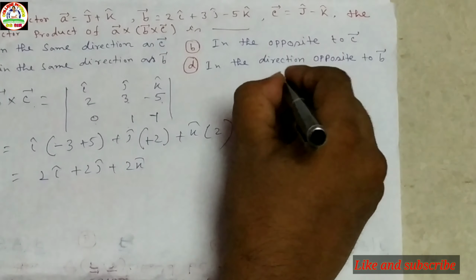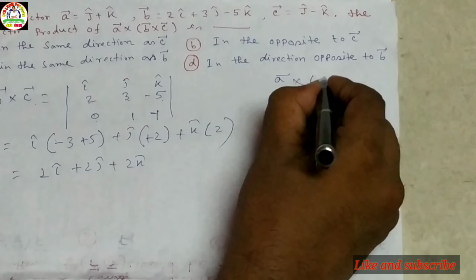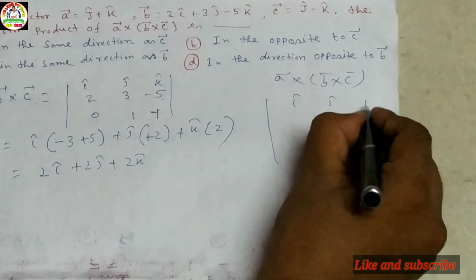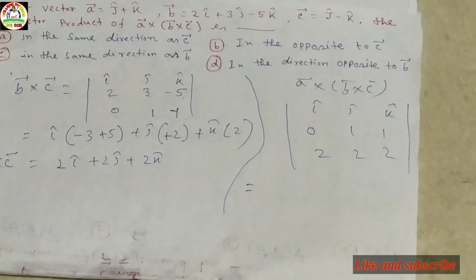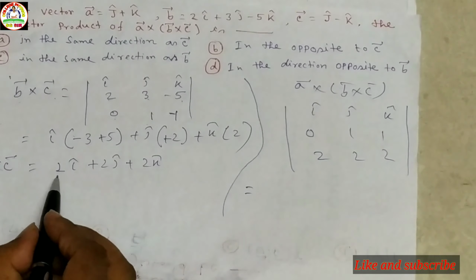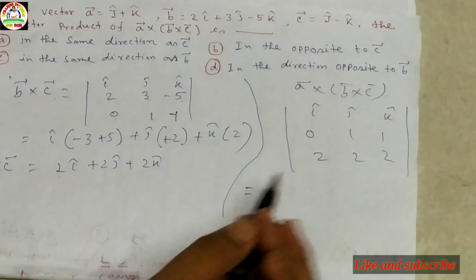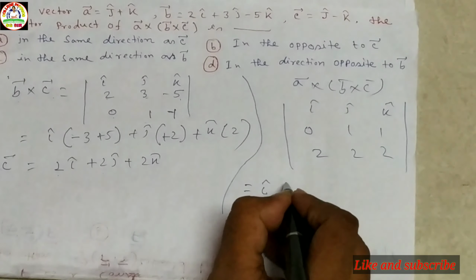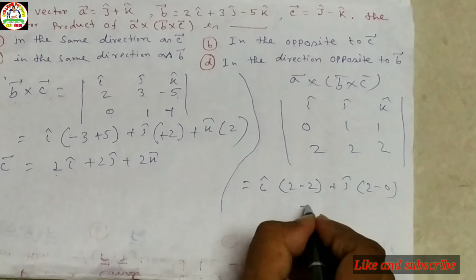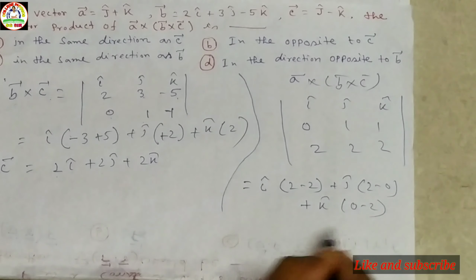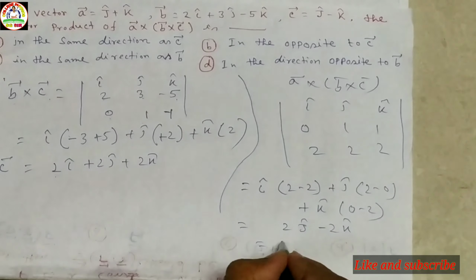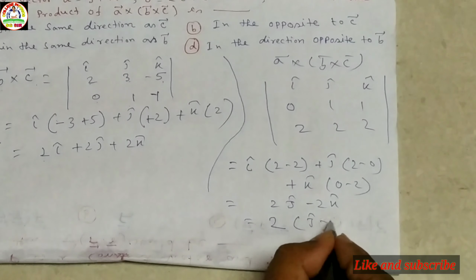Now we calculate A cross B cross C. So we calculate i, j, k, A cross B cross C, 0, 1, 1 and coefficients 2, 2, 2. So we get i cap into (2 minus 2) plus j cap into (2 minus 0) plus k cap into (0 minus 2). So 2j cap minus 2k cap. If we take common 2, we get j cap minus k cap.